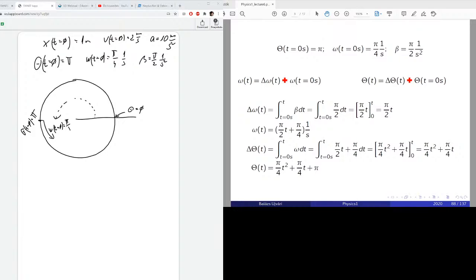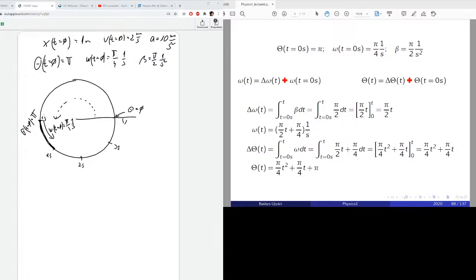What does pi over 4, 1 over s mean? If there is no acceleration, only a constant angular velocity, in every second, I will move pi over 4. What is pi over 4? Pi over 4 is 45 degree. So for example, this is 0 second. At 1 second I'm here. At 2 seconds I'm here. At 3 seconds I'm here. At 4 seconds I'm here. And so on. So in the case of beta equals 0, this is how I move.